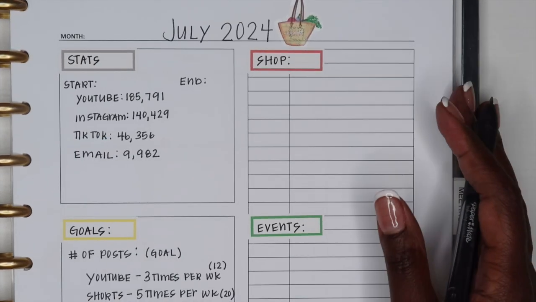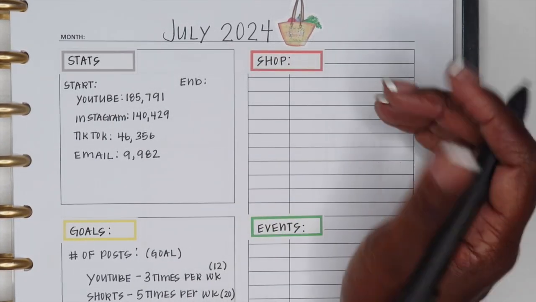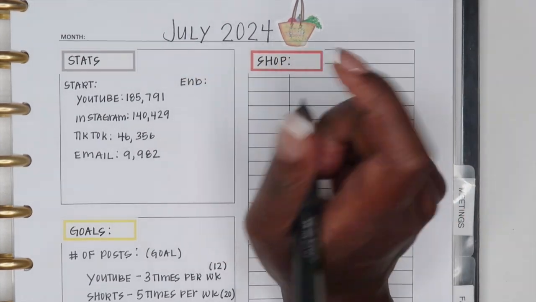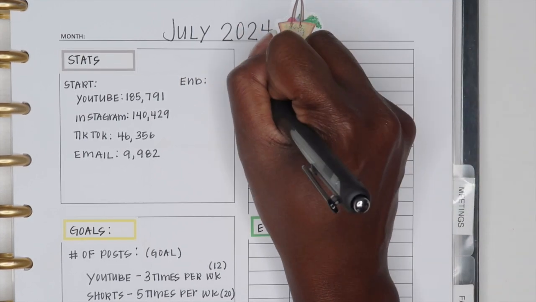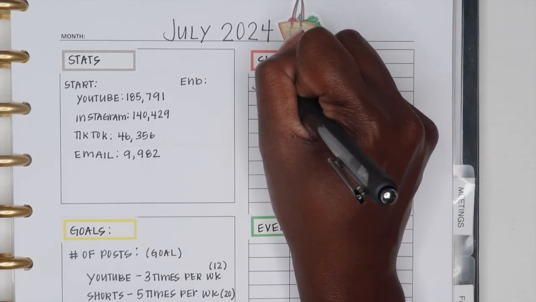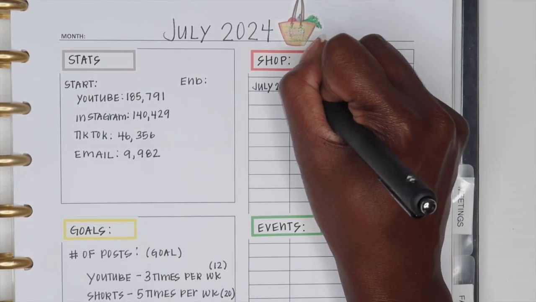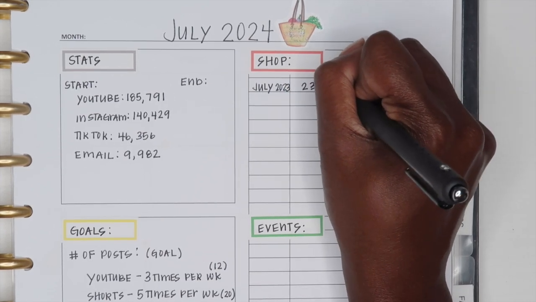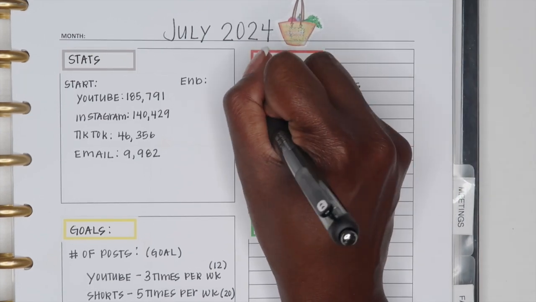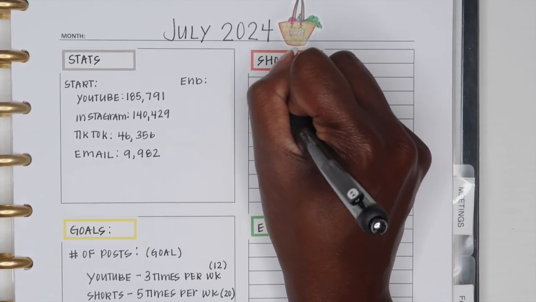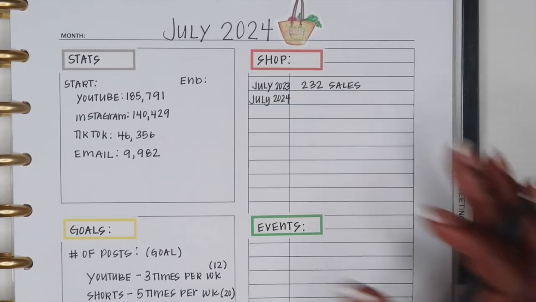For my shop, I do want to keep track of how many orders I have year over year. So I like to compare my year over year just to see how well the shop is doing. And so we're going to add in what July of 2023 was. And in that month, we had 232 sales. And so I'm going to add July 2024, and then we'll put in what the final number is at the end of the month. My goal is to beat this number.